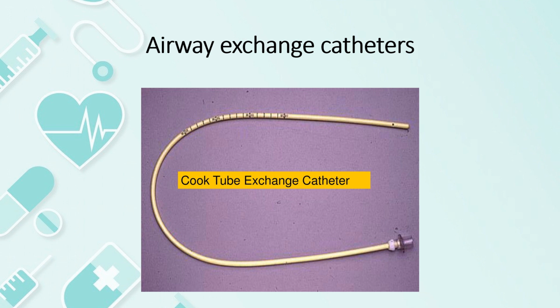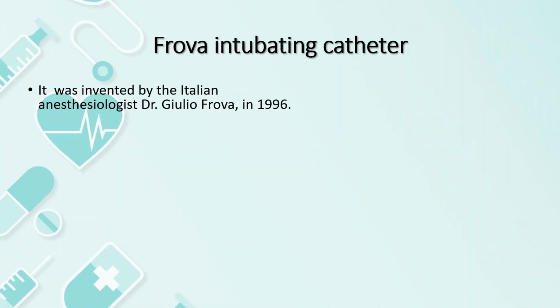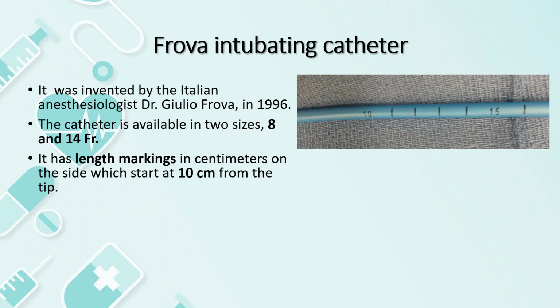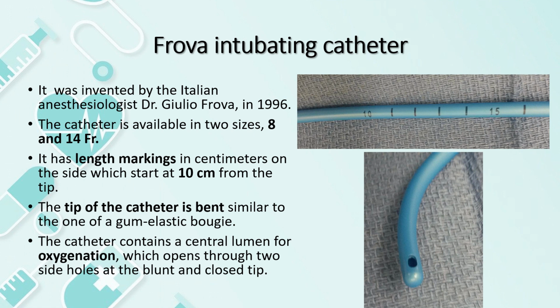Airway exchange catheter is used in the ICU mainly to exchange the endotracheal tube when needed. The Frova intubating catheter is an invention by an Italian anesthesiologist called Frova in 1996. The catheter is available in two sizes, 8 French and 14 French gauge. The length markings in centimeters start from 10 centimeters from the tip. The tip of the catheter is bent and has two holes for oxygenation.